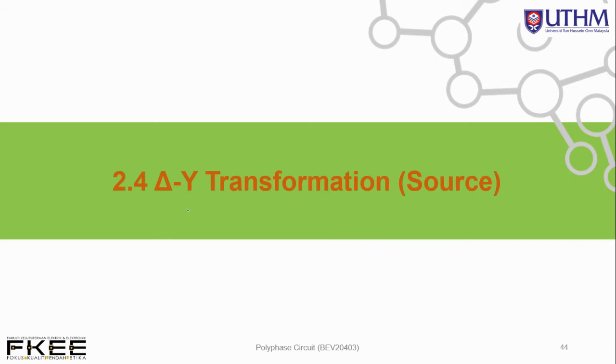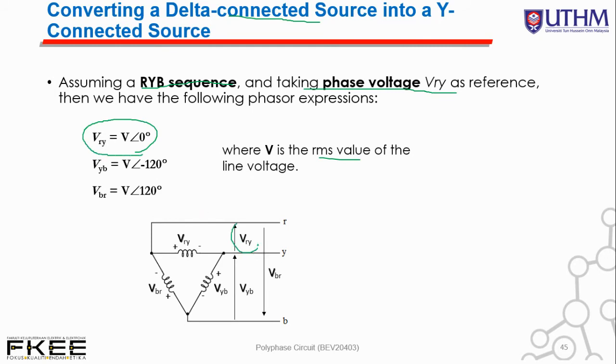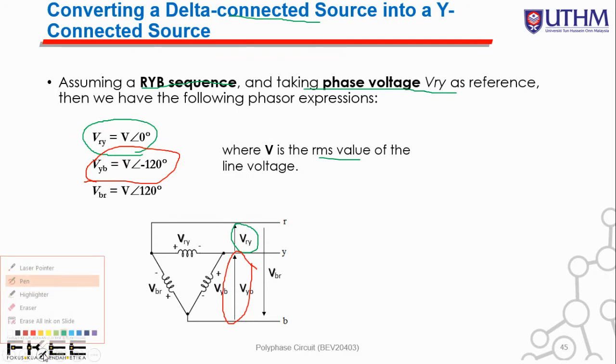Subchapter number 4, delta to Y transformation at source. Converting a delta connected source into a Y connected source, assuming an RYB sequence again, and taking phase voltage VRY as reference, we then have the following phasor expressions, where V is the RMS value of the line voltage. VRY becomes the reference over here, and then we have VYB, so negative 120 is for this phase, as well as the third phase, which is VBR.